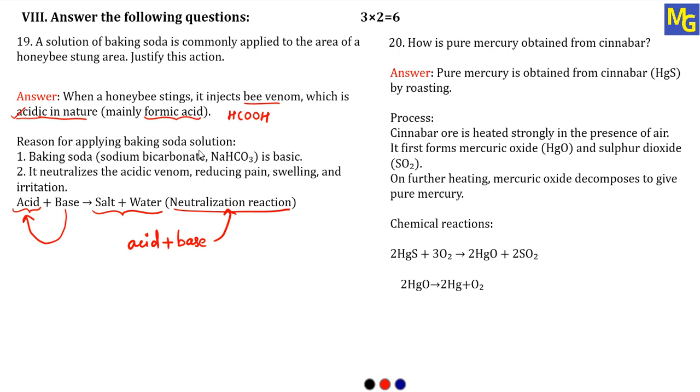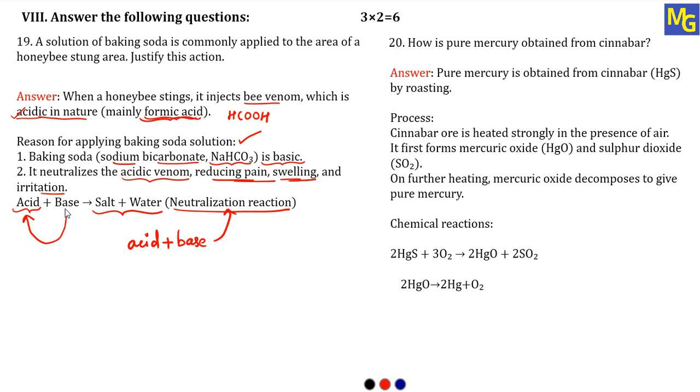So the reason for applying baking soda is, baking soda is nothing but sodium bicarbonate, and the formula is NaHCO3. It is basic in nature, so it is a base. Once you apply this base on this acid, it neutralizes the acidic venom, reducing pain, swelling and irritation. So if on a particular area a honeybee stings, then on that area you can feel one type of pain and swelling or irritation, and that is just due to this acid which is called formic acid.